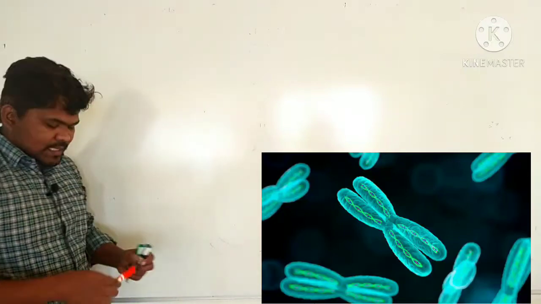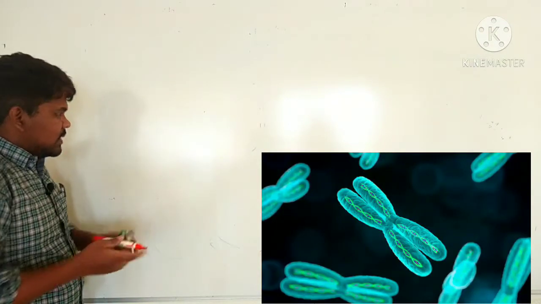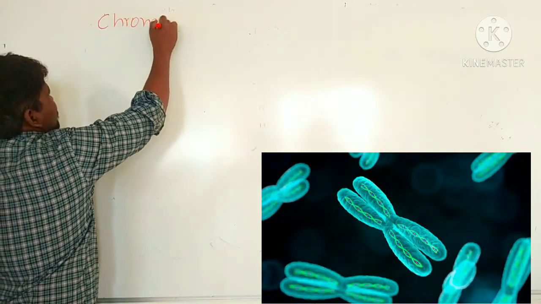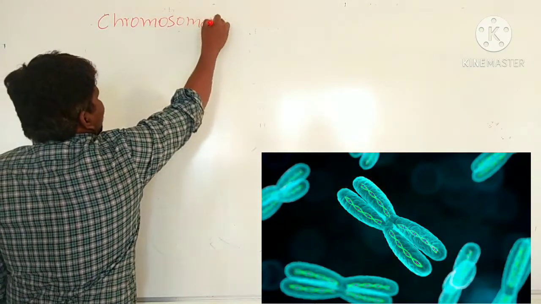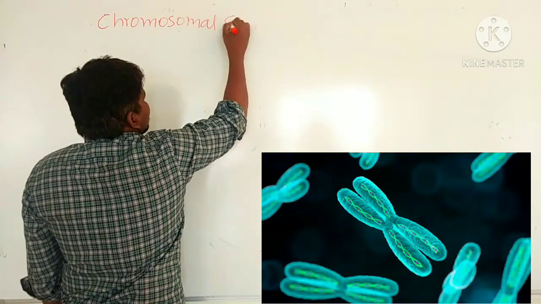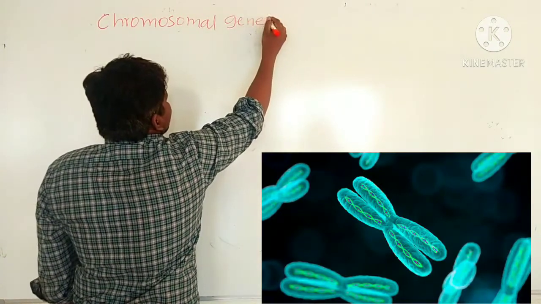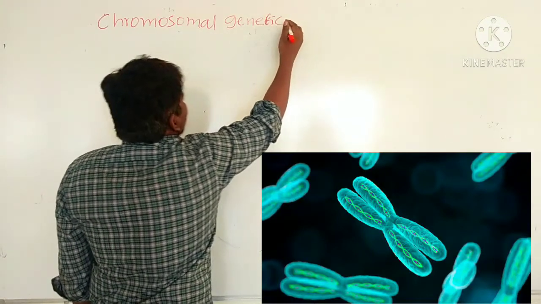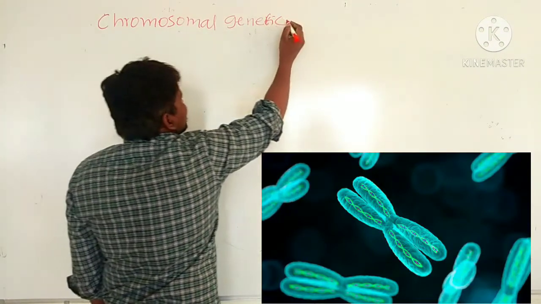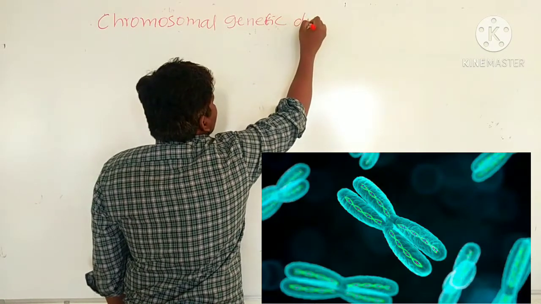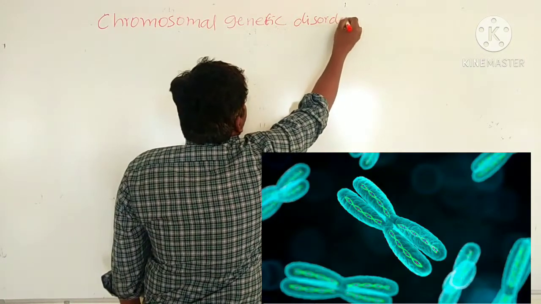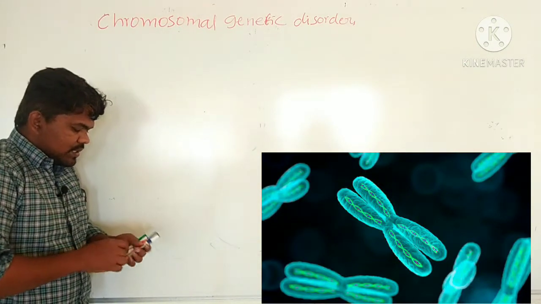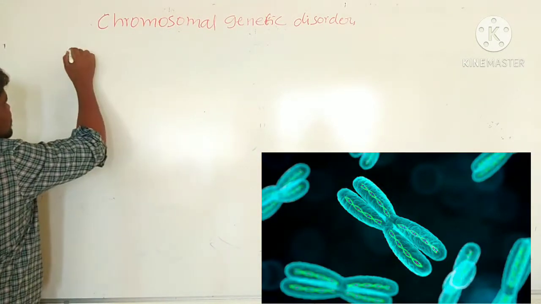About the chromosomal genetic disorders. Chromosomal genetic disorders means the disorders which are formed because of change in number of chromosomes or change in arrangement of chromosomes. Chromosomal genetic disorders are the disorders which are caused because of change in number of chromosomes.